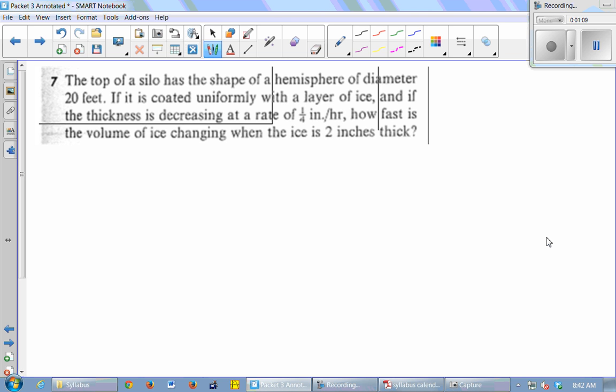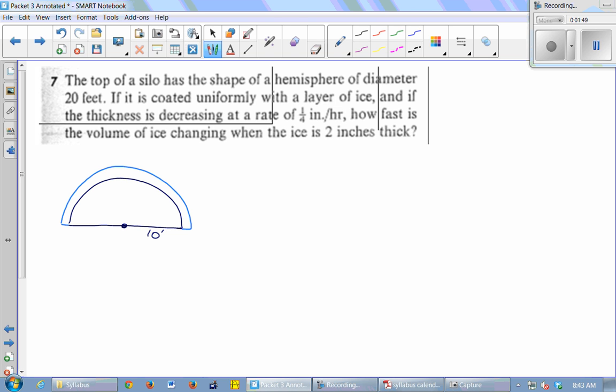So I like to first draw a picture. So we've got a silo, which is just a half a sphere. And this silo is 20 feet diameter. So I'm going to put a 10 for the radius. All right, and then it's coated uniformly with a layer of ice. So like this layer of ice on top of the hemisphere. And that ice is melting, decreasing at a rate of 1/4 inch per hour. How fast is the volume of ice changing when the ice is 2 inches thick?